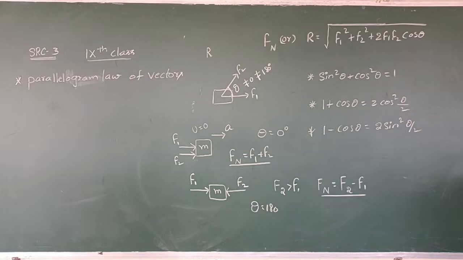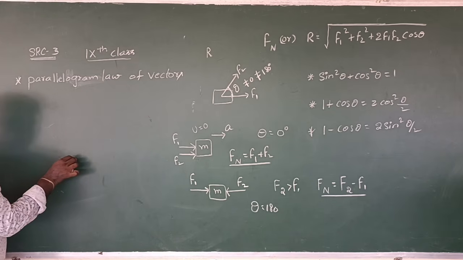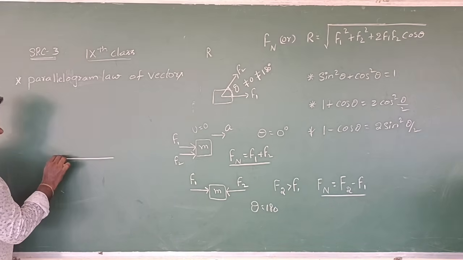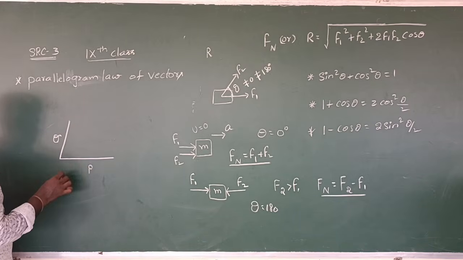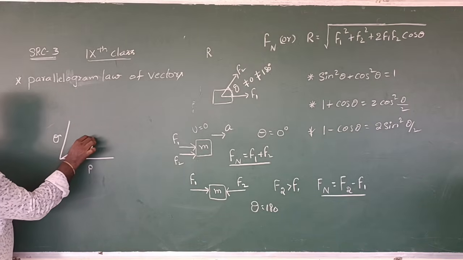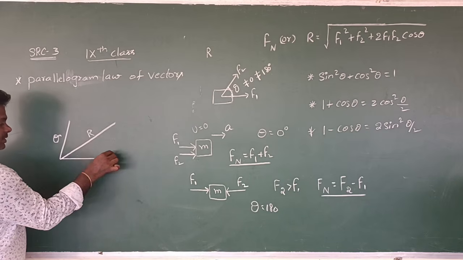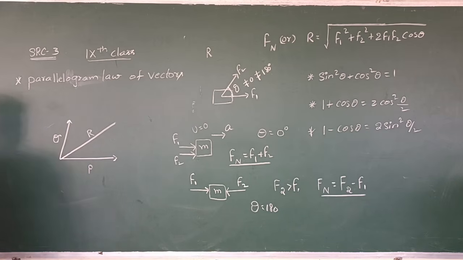Suppose instead of writing force, you say vector. If two vectors are acting along the adjacent sides of a parallelogram, here is your first adjacent side and the second adjacent side of the parallelogram, P and Q. Then the diagonal of this parallelogram represents the resultant of these two forces.